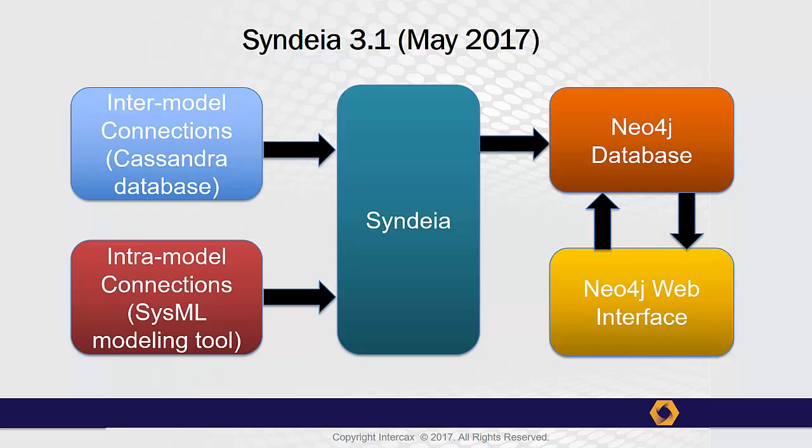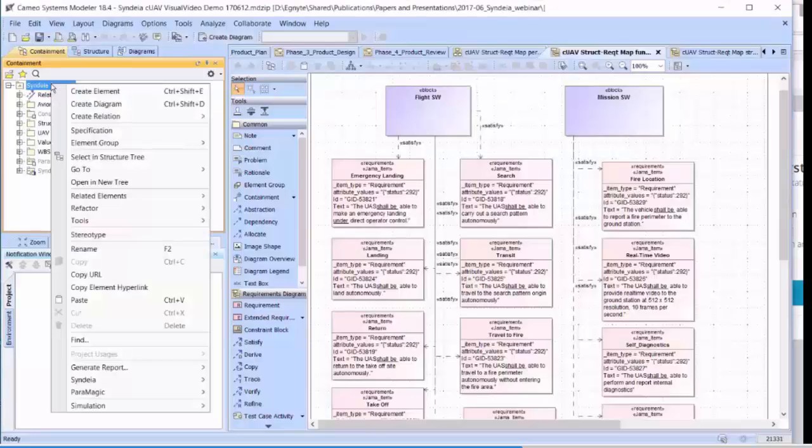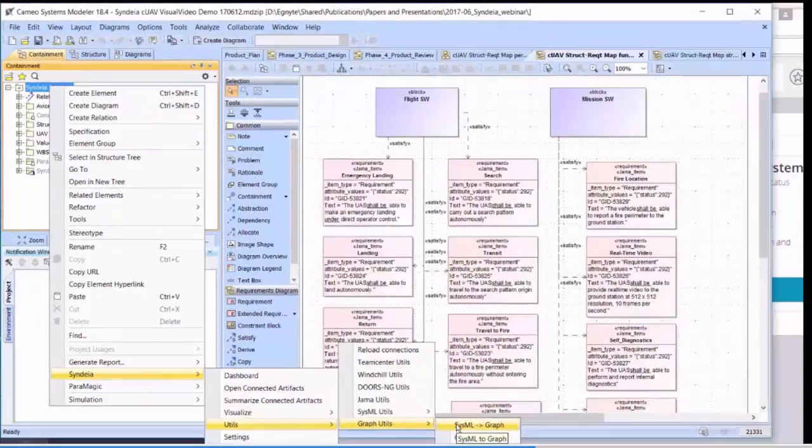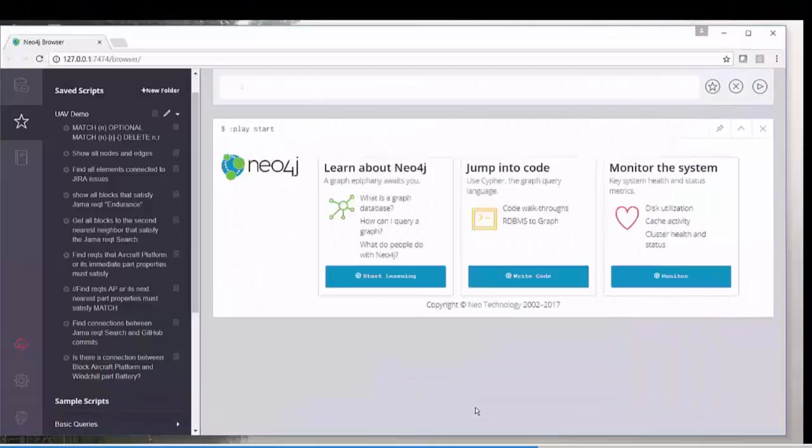As a demonstration, we begin with a version of our UAV model, where we've created a lot of different connections to different tools. Now again, we can launch Syndeia, but in this case we're going to go down to a utility called SysML to Graph that does the export to a Neo4j graph database. Now this is the web interface for that graph database. And again, this is available to download for free for your evaluation.